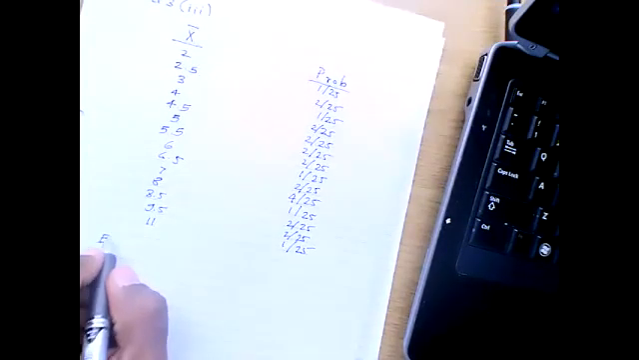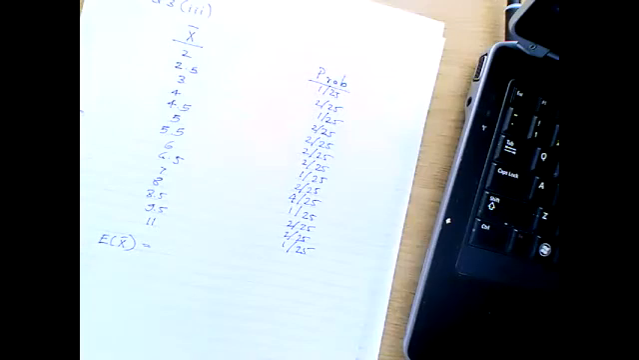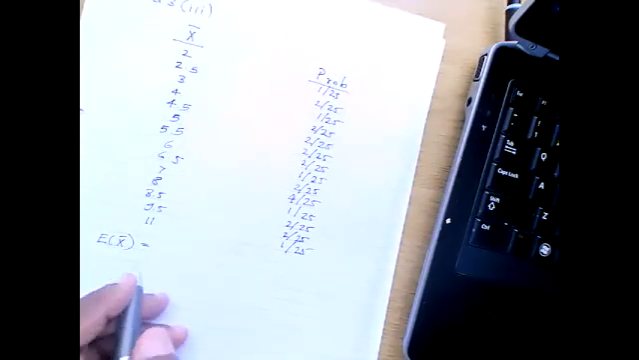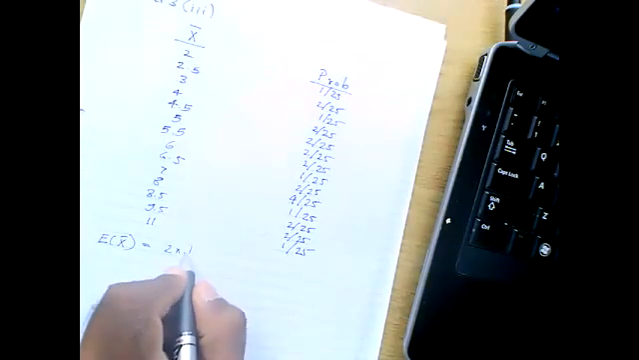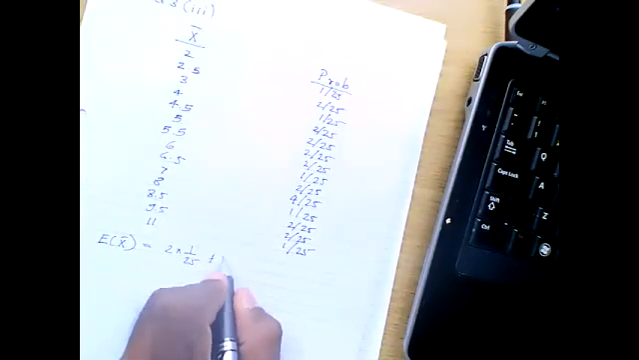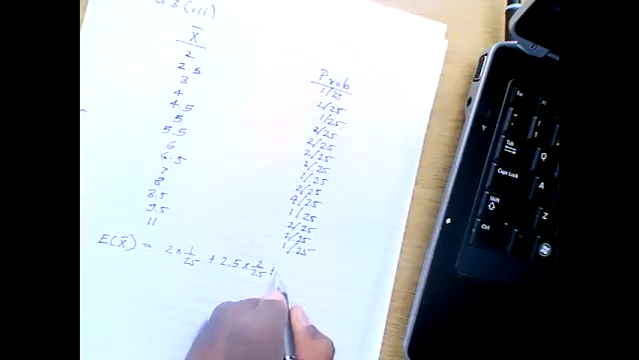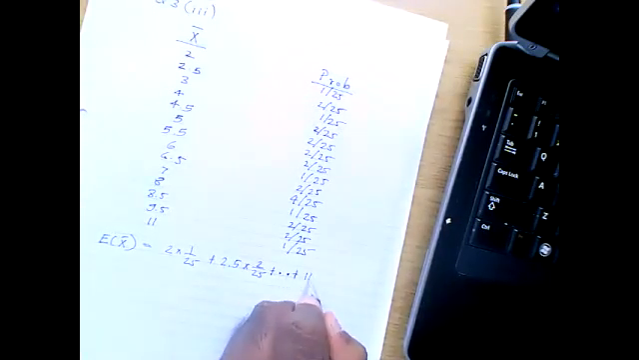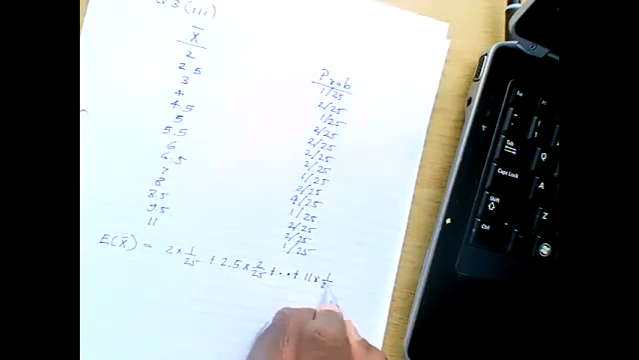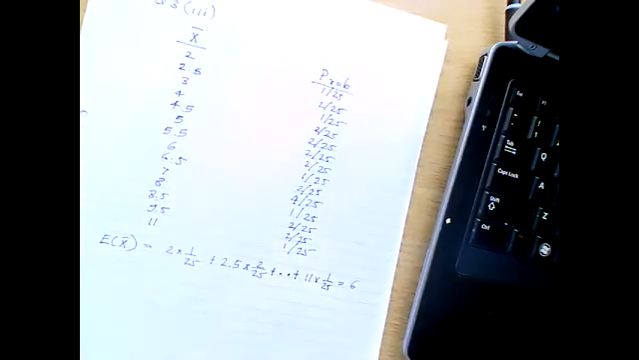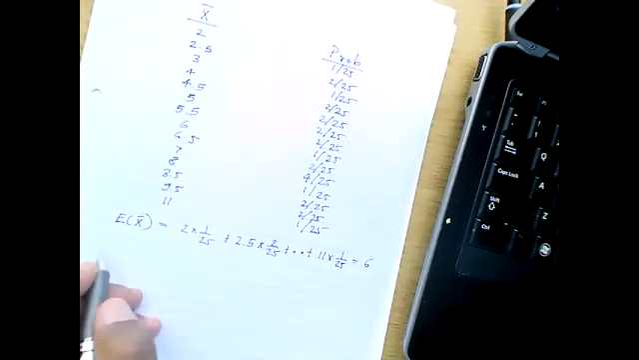Now, to find the expected value of x bar, what you do is you multiply this with this, right, to find the expectation of x bar. So it will be 2 times 1 over 25 plus 2.5 times 2 over 25, and so on up to 11 times 1 over 25. So this will be equal to 6. So that's the expectation of x bar.